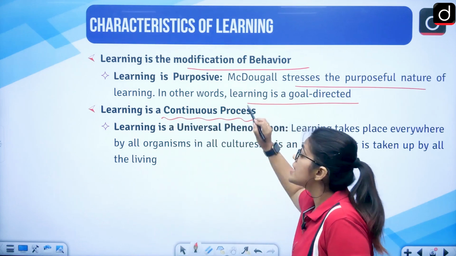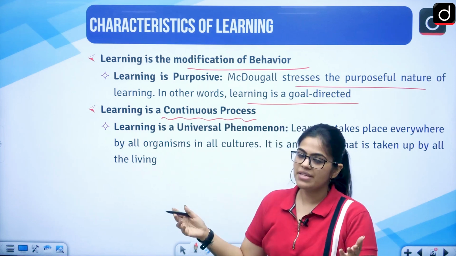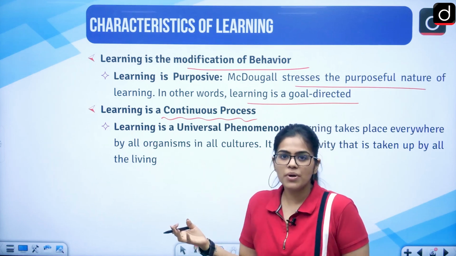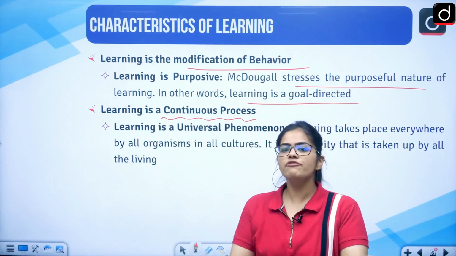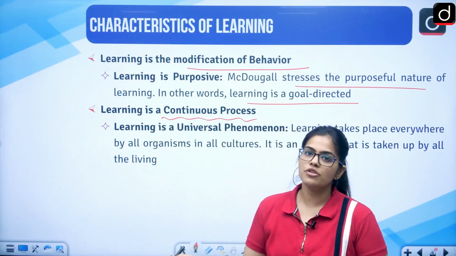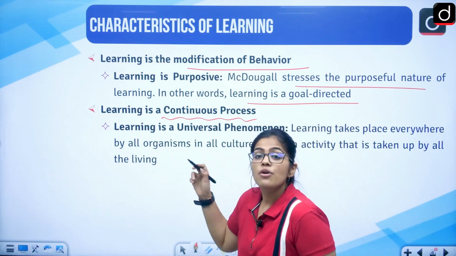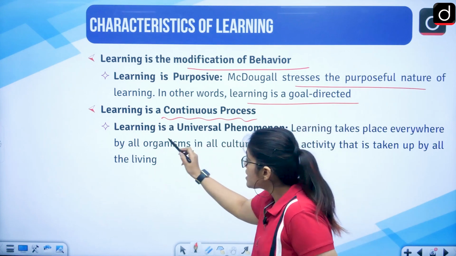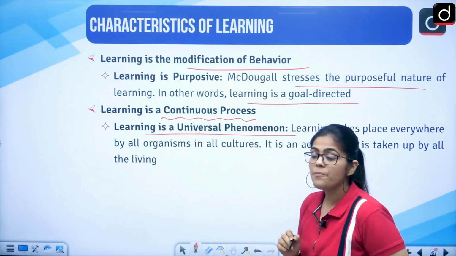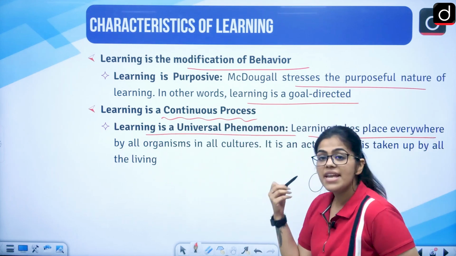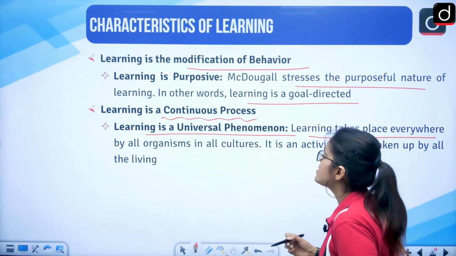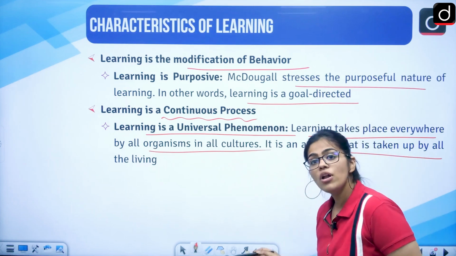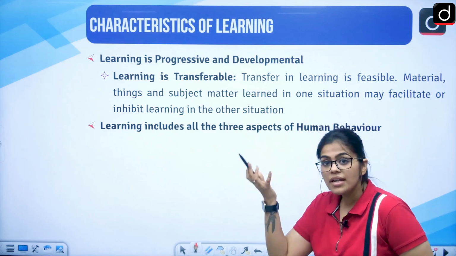Learning is continuous in nature. Learning is ever pervasive; you can learn from anywhere, from anyone, from an MKO, more knowledgeable other, or from a friend as well. Non-formal, informal or formal structure can also be there. So learning, as it is ever pervasive, is continuous also. You keep on learning. Learning is also a universal phenomenon. Learning takes place anywhere, at any time, by all the organisms in all cultures. It is an activity that is taken up by whoever is living.